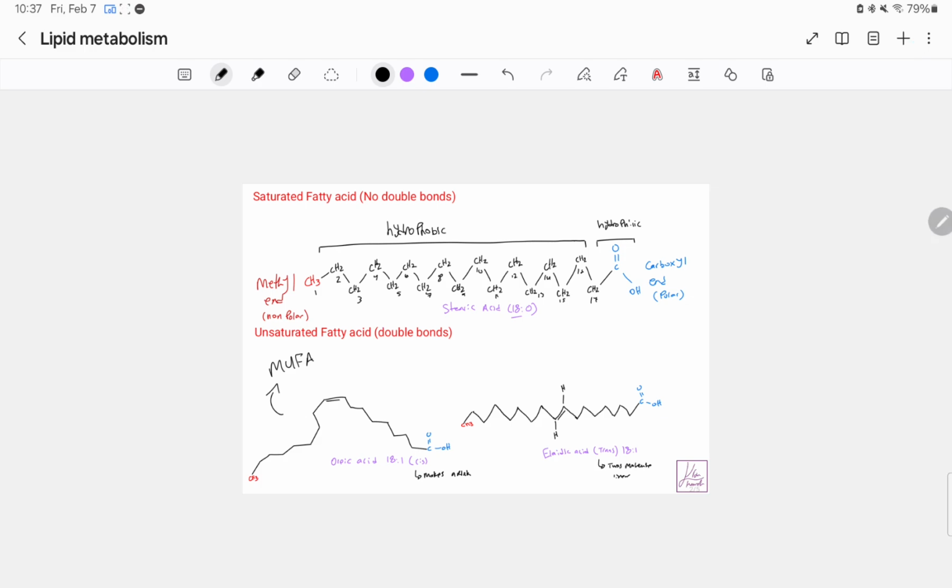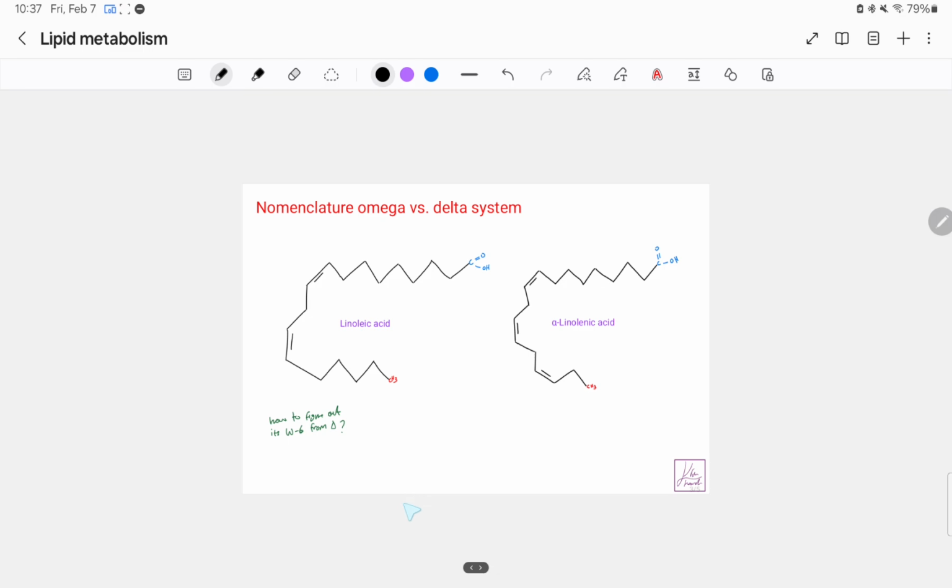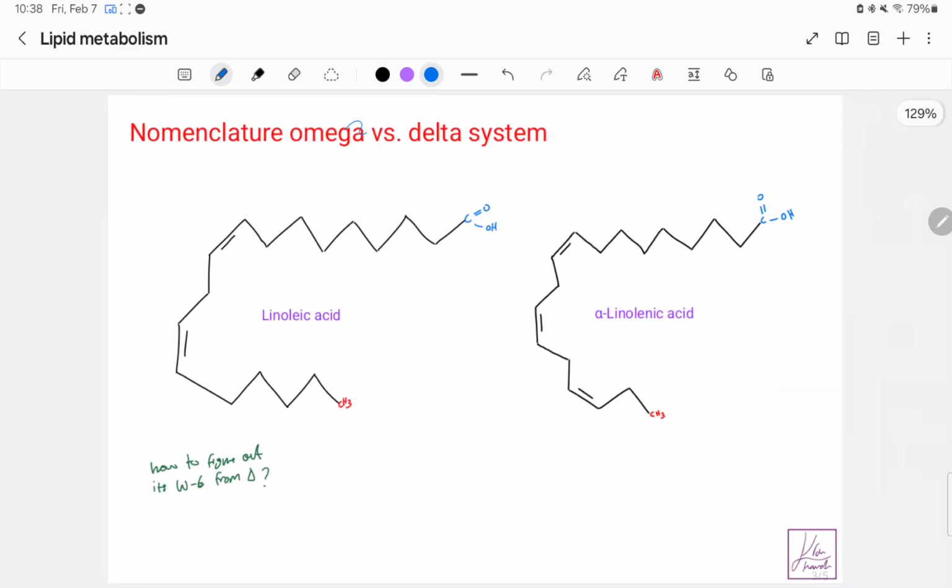Okay, well, the next thing we've got to know is how we start numbering and naming these unsaturated fats, because some of them have double bonds, and we've got to figure out where the double bonds are. But just naming them 18 carbon, 1 double bond, or 2 double bonds doesn't tell us where they are. Well, there are actually 2 systems we use: the omega system and the delta system. And some of you may know where I'm going with this.